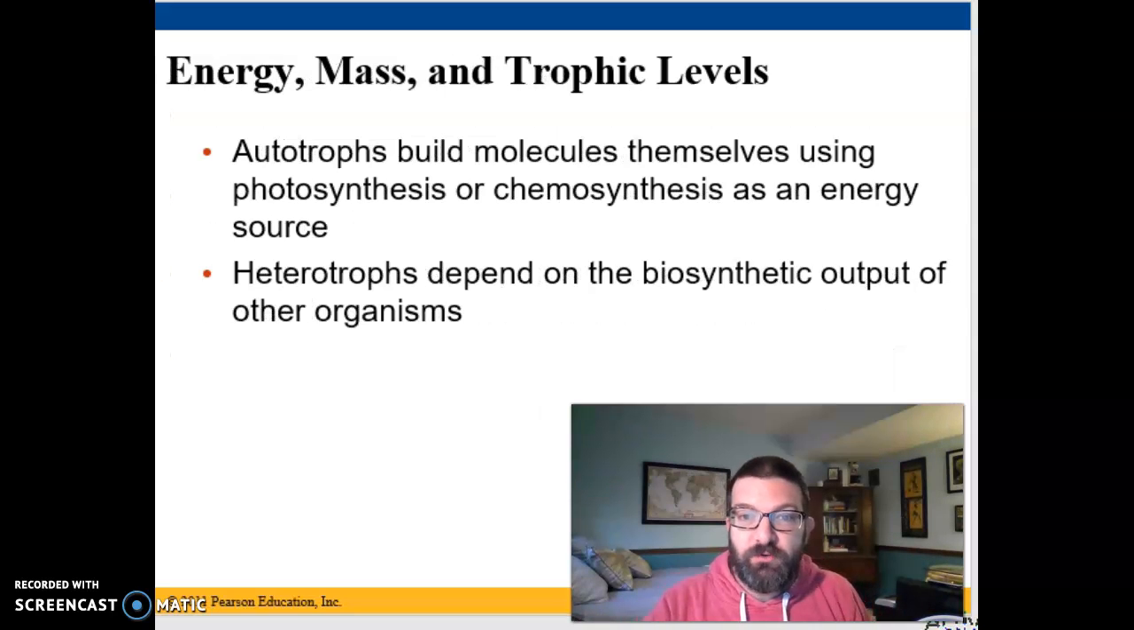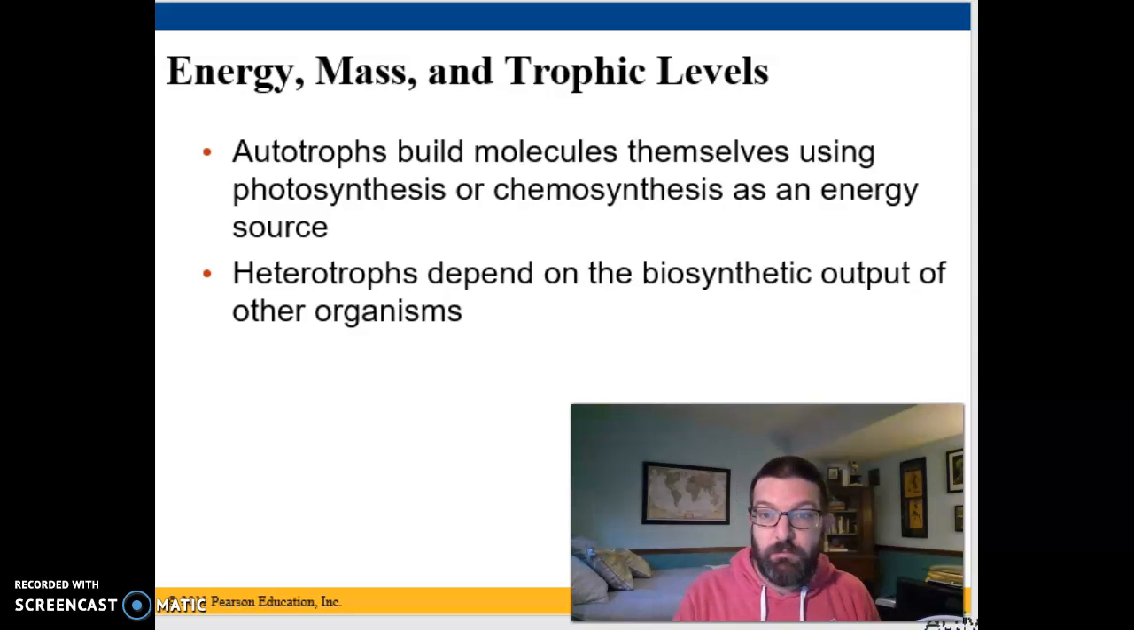product. Generally, new energy is able to enter our ecosystems because of autotrophs. Autotrophs can build molecules themselves with energy from the sun using photosynthesis, or sometimes chemosynthesis if there's a chemical energy source, although most of those chemical energy sources are a result of the energy of the Earth itself, in hydrothermal vents, things like that, which ultimately will die out.